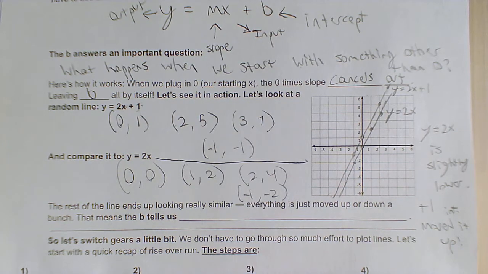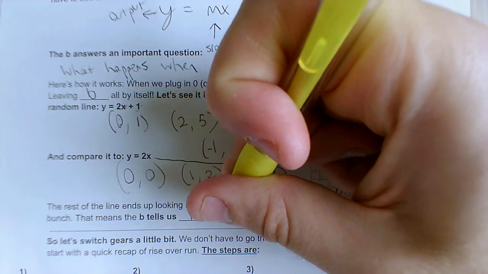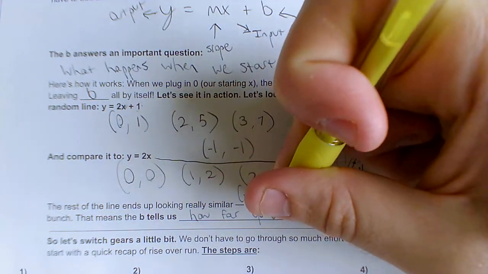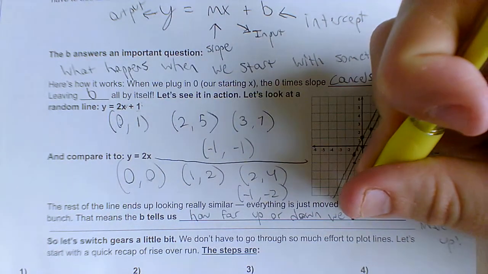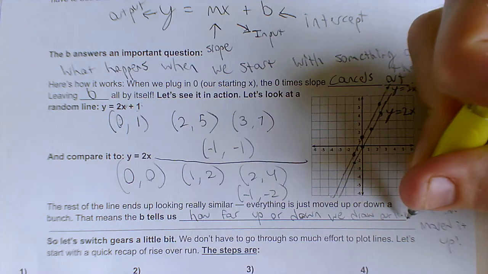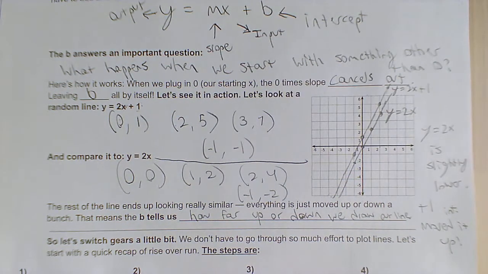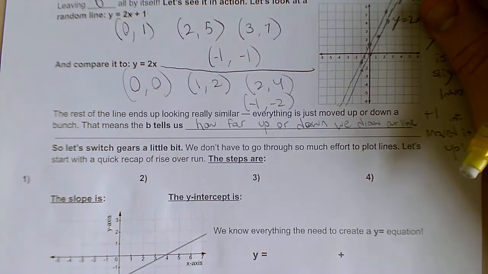Really, all this means is that the b tells us how far up or down we draw our line. That's really all it does, is it tells us how far up or down we draw our line. Okay, so that established, let's switch gears a little bit.